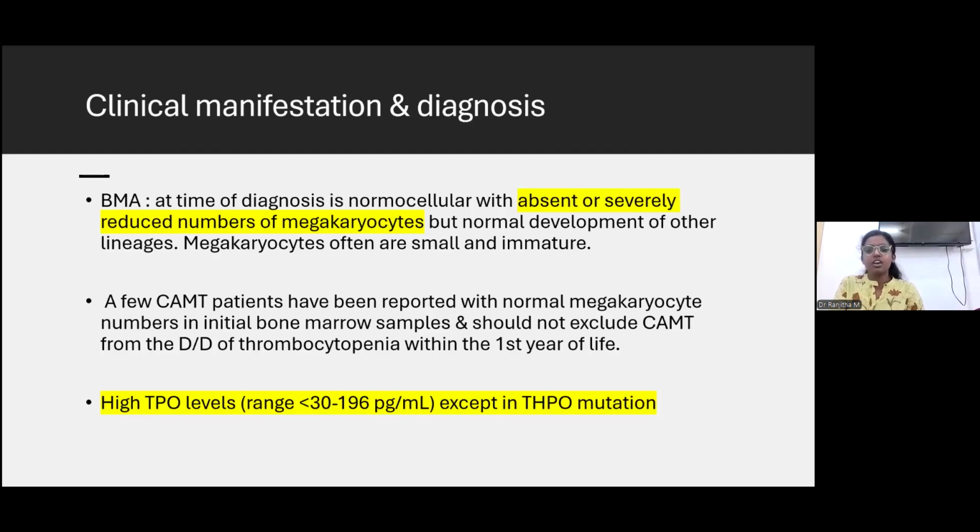And high TPO levels are usually seen; the normal range is 30 to 196, but reported levels of TPO of around 400 to 4,000 have been seen in a few research cohorts in cases of CAMT, except in thrombopoietin mutation, where the thrombopoietin itself is absent, and hence they have low levels of thrombopoietin.